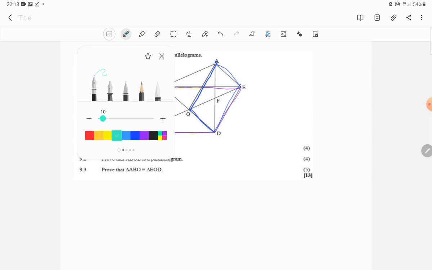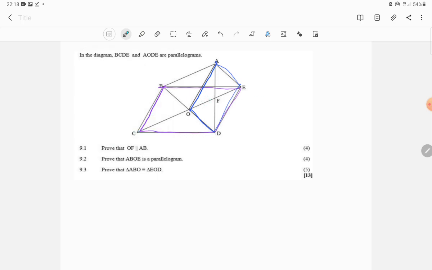Let me give a highlight. Prove that this OF is parallel to AB. How can these two lines be parallel to each other? If you want to give a try, you can pause the video. Otherwise, here is the solution.